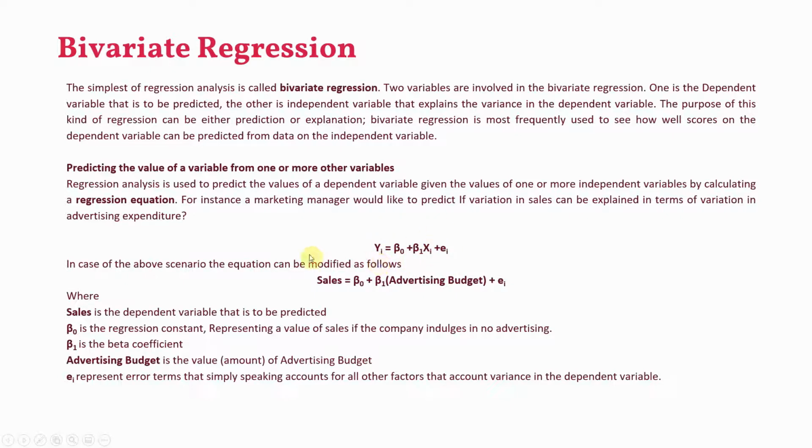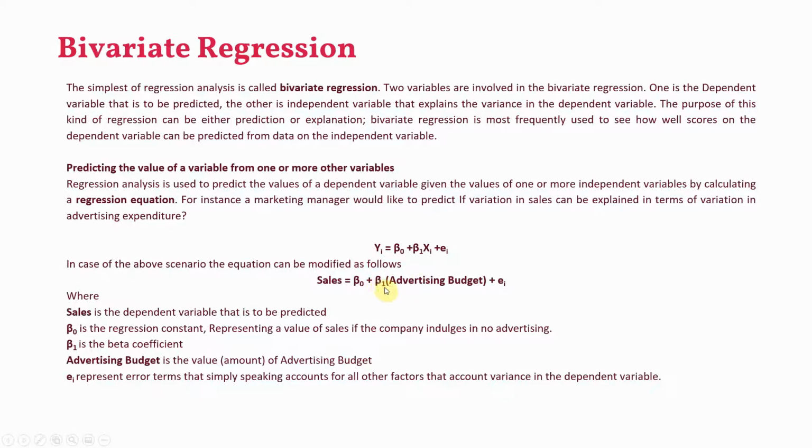Let's transform this to explain this particular example. So your dependent variable is your sales. Your independent variable is your advertising budget. Your b0 is the regression constant. In this case, it explains how much sales the company will make if there is no advertising budget, zero advertising budget.